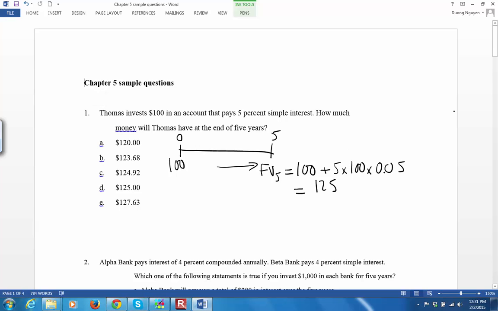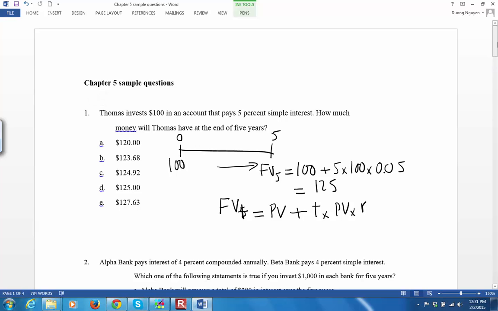Now, let me remind you the formula for the future value if the interest is simple. Future value at time t equals the present value, the original principal, plus the number of years, which is t, times the interest per year, which is present value times the interest rate, which is r%.